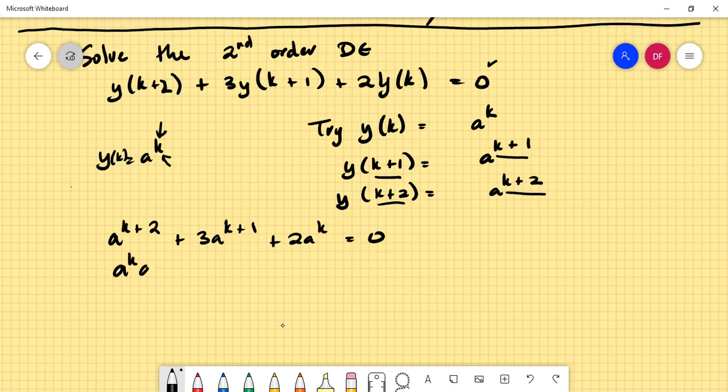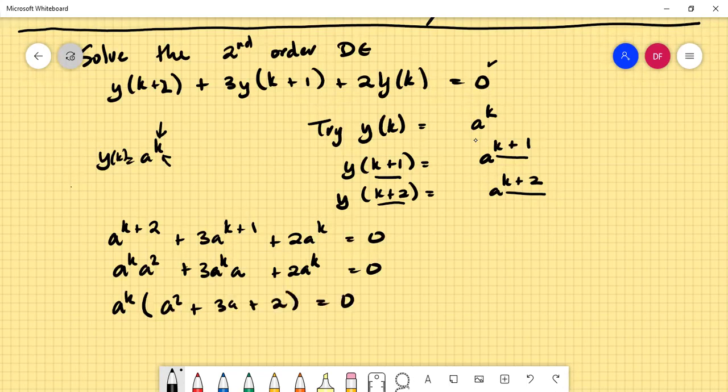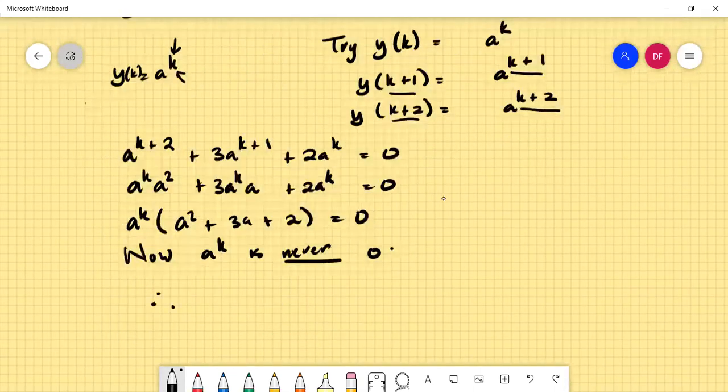So this is a to the k. If you use the rule of indices, a to the k plus 2 is a to the k times a squared, plus 3a to the k times a, plus 2a to the k equals 0. If we factorize out a to the k, we get a squared plus 3a plus 2 equal to 0. Now, a to the k is never 0. So, therefore, a squared plus 3a plus 2 must be the culprit that causes the thing to become 0.